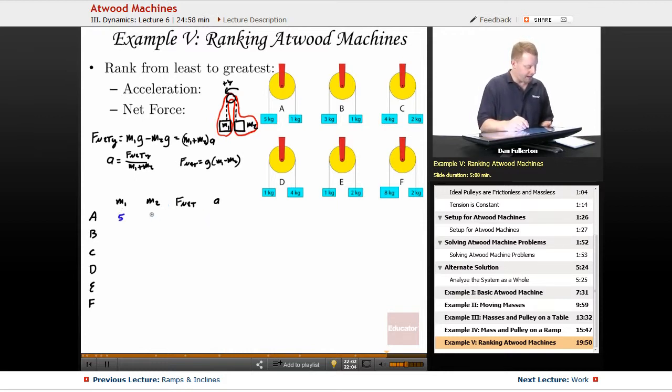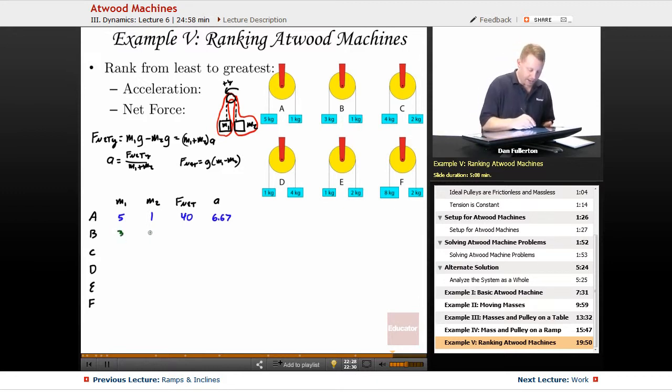For situation A, m1 is 5, m2 is 1. The net force is going to be m1 minus m2, 4, times g, 10, or 40. And the acceleration is the net force divided by the total mass, 40 over 6, which is 6.67. I can just keep filling in the rows of my table in that manner.